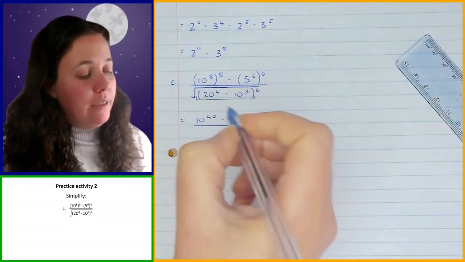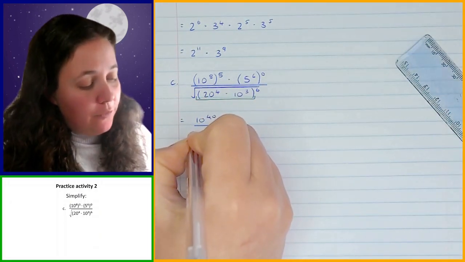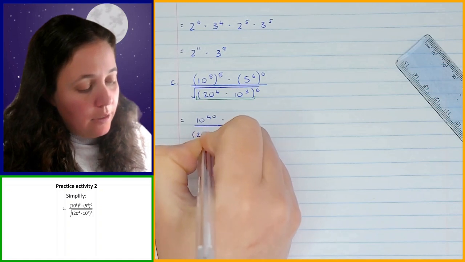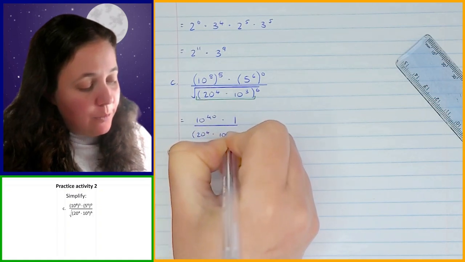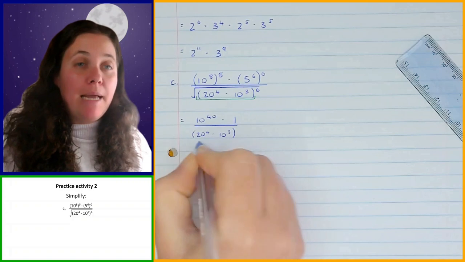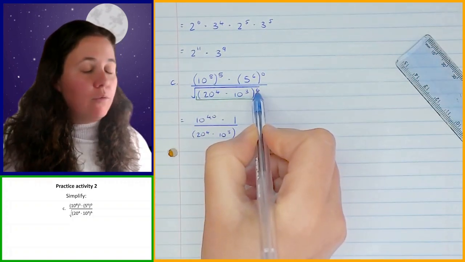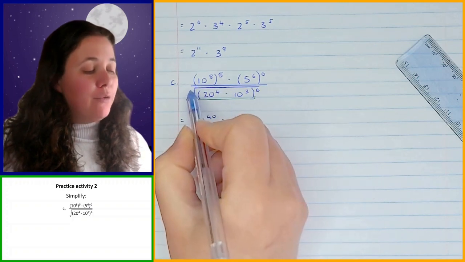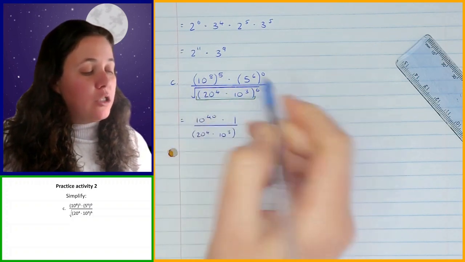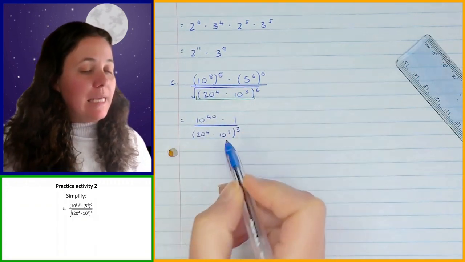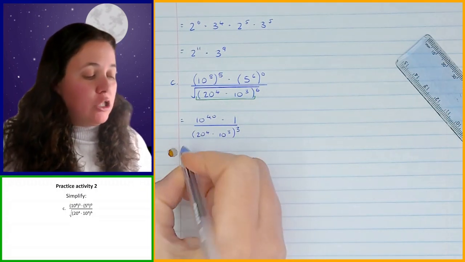So this is going to be 20 to the power of 4 times 10 to the power of 3. That is the base. It stays the same. And I divide the exponent by the root's index. So it's 6 divided by 2 is 3. So that's what I've got at the bottom of my fraction in my denominator.